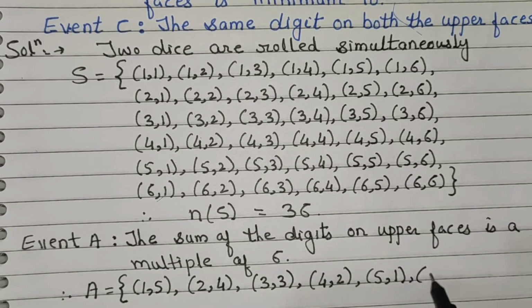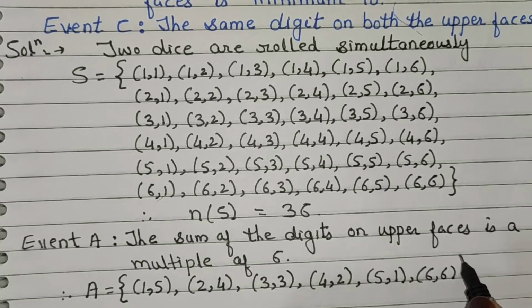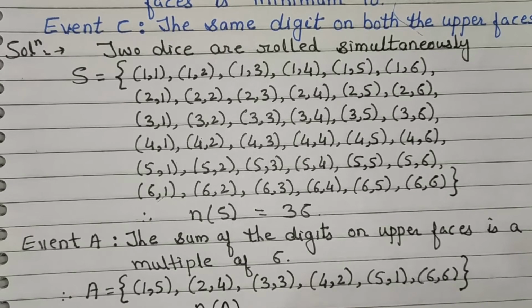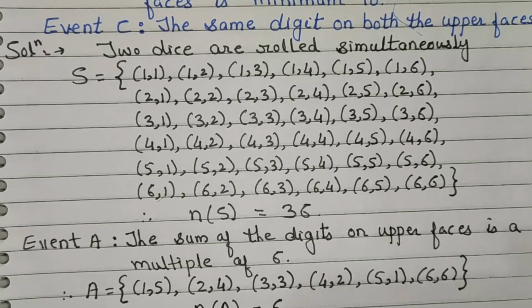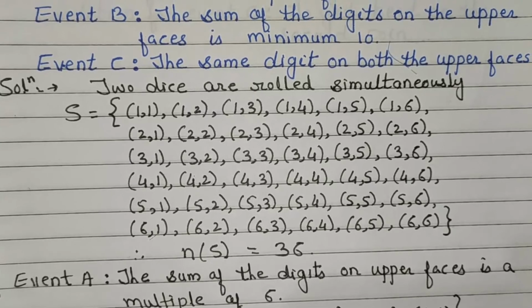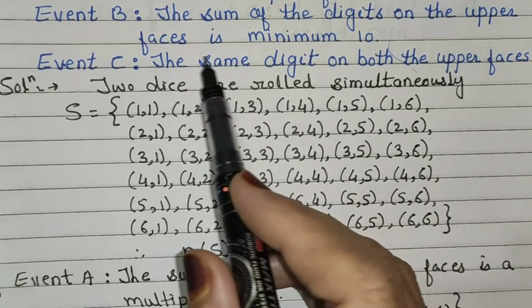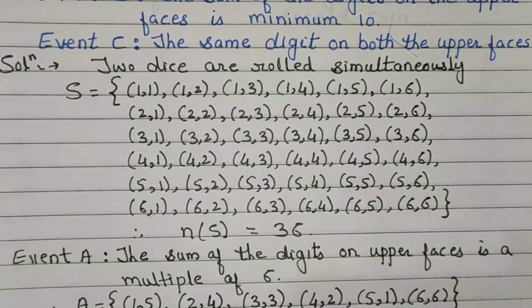Now look at here (6, 6). 6 plus 6 is 12. It is a multiple of 6. Therefore we get here (1, 5), (2, 4), (3, 3), (4, 2), (5, 1) and (6, 6). Therefore n(A) is equal to 6. Now next event B. Now look at here. Condition is the sum of the digits on the upper faces is minimum 10. Write down here.